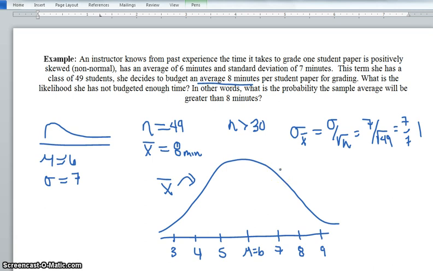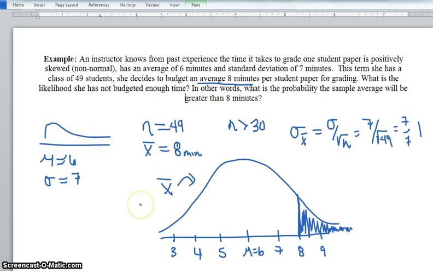All right, so let's go ahead and reread what the question is asking. It says, what is the likelihood she has not budgeted enough time? So what does that actually mean? Well, that means that we want to find the probability that our sample average, so 8, what is the probability that it'll actually be greater than 8 minutes? That means that she didn't budget enough time. So let's go ahead and shade in that region. Here's 8, and we want to find this area under the curve.